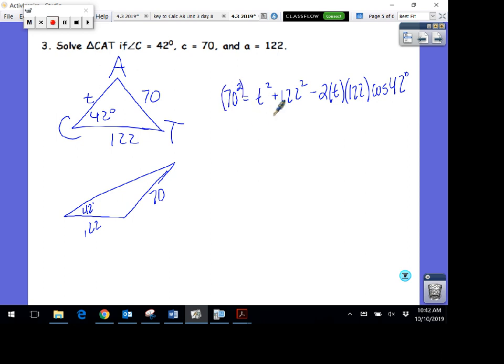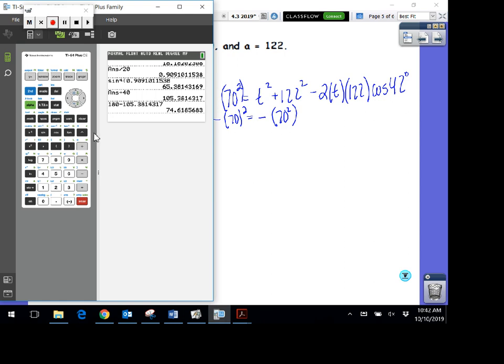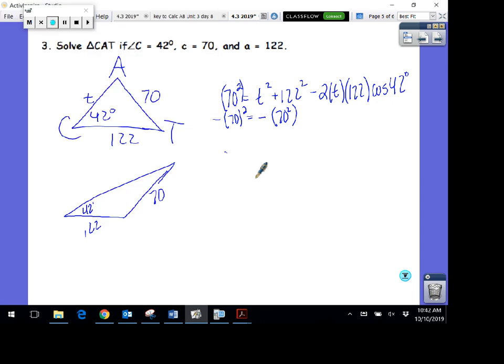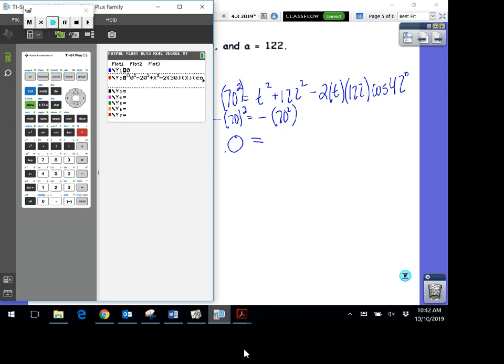Now this 70 squared is together, so if I subtract 70 squared over here, I am subtracting 70 squared from that side, and I can put it wherever I want, okay? Doesn't matter where I put it. I'm going to put it on the end this time, just so you can see what it looks like. We already have our 0. 0 equals all of that right there.